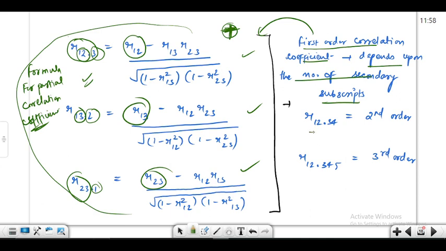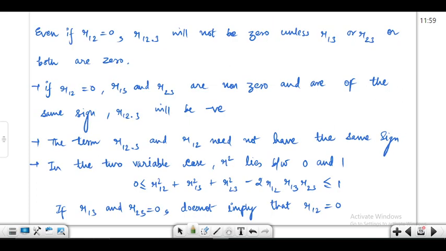Similarly, if I have to calculate a correlation coefficient of this form, where I have two numbers in the subscript, then that becomes your second order correlation coefficient. Similarly, this is a third order correlation coefficient. I hope this concept is clear, right? Let's see what else is there.